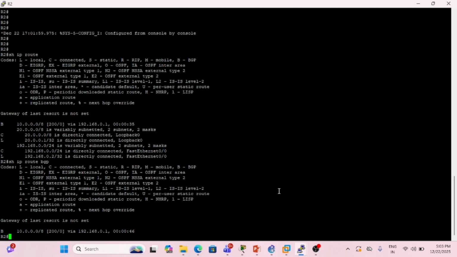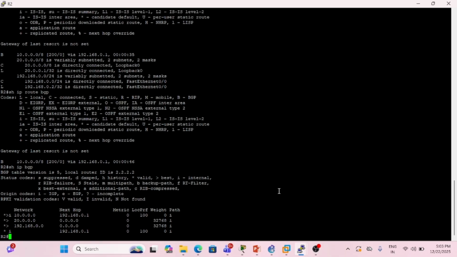And on R2 also, you can check it out with show ip bgp. There is the BGP routing table. And you can see that the 10.0, 20.0, and 192.168.0, all these are there. So this way we can configure the simple IBGP or the internal BGP configuration within the same AS. So that is about the internal BGP. I will see you in the next video.